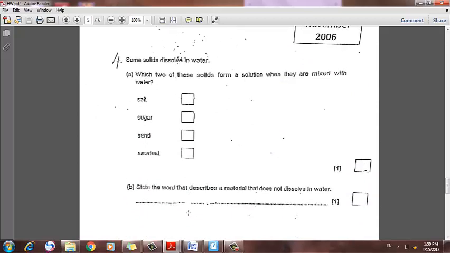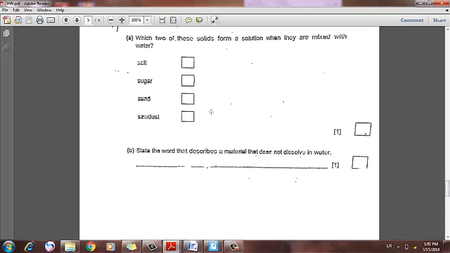Some solids dissolve in water. Which 2 of these solids form a solution when they are mixed with water? Form a solution means it must be soluble and it must dissolve. Sure, they are going to be salt and sugar, because sand is insoluble and sawdust is also insoluble.